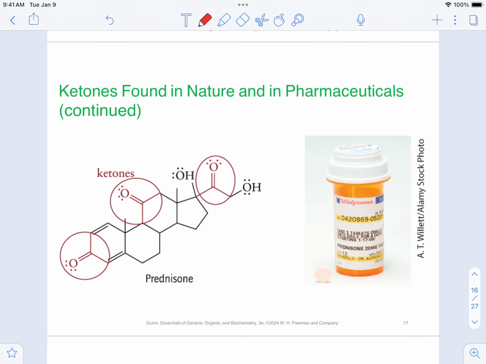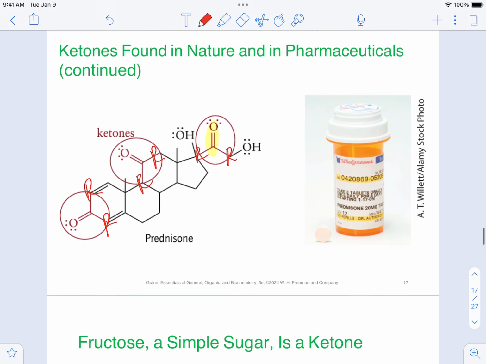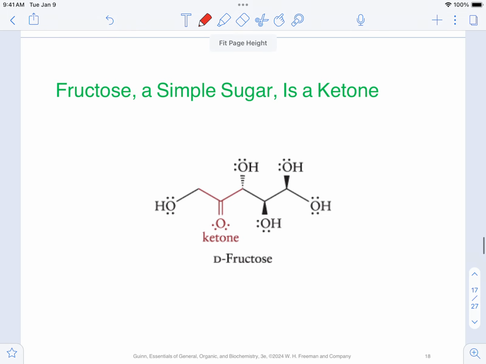Here's prednisone. This is used for asthma. If you have asthma or allergic reactions to things, you might have used prednisone before. Your ketones, looks like we have three different ketones here. Here's our carbonyl group. Here are our R's, carbonyl with an R, and then carbonyl with an R again. So here's a sugar, fructose, and here's your ketone. Again, there's your R and your R.